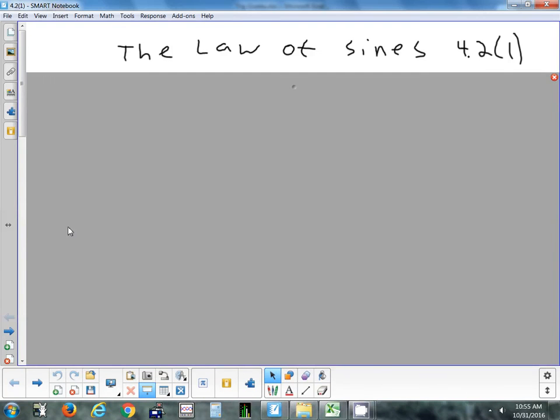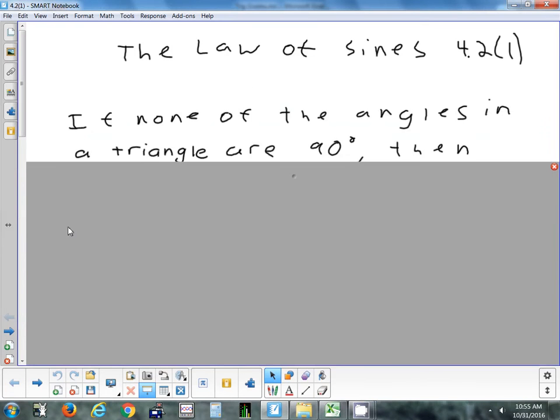All right, so the first section we're going to look at this week is called the law of sines. As I said, we're going to split it into 2 days. With law of sines, there are several different cases you can do. We'll do a couple of them today, and then we'll save one of them for tomorrow.